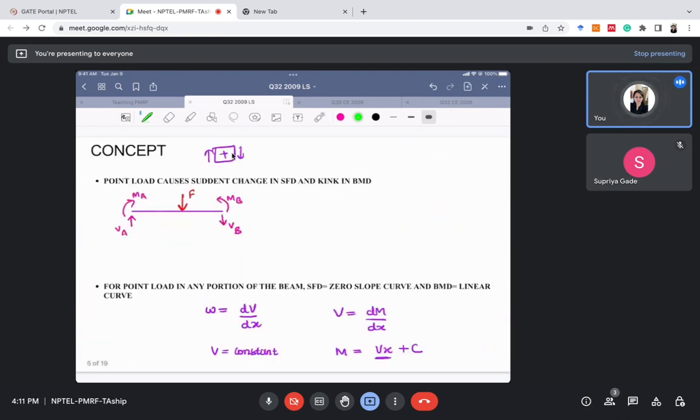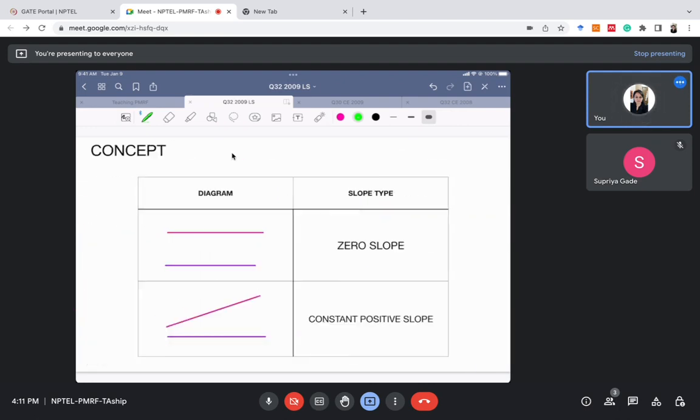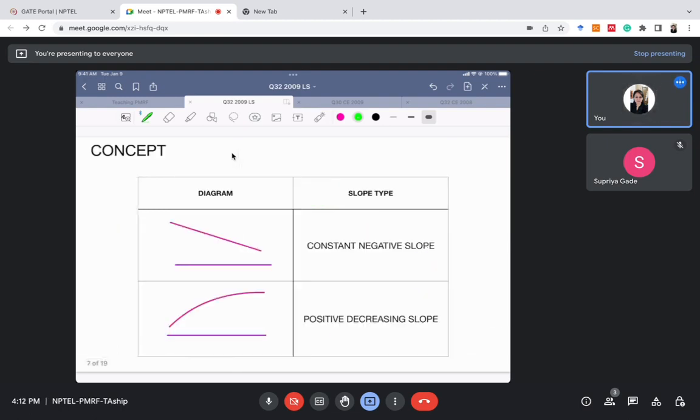Then we need to see some different slope types. This is a zero slope. Zero slope means no slope at all. This is a constant positive slope line. Please note down these things also. When there is no slope, it is a zero slope. When the slope is constant and in the upward direction, it is a constant positive slope. Similarly, this is a constant negative slope.